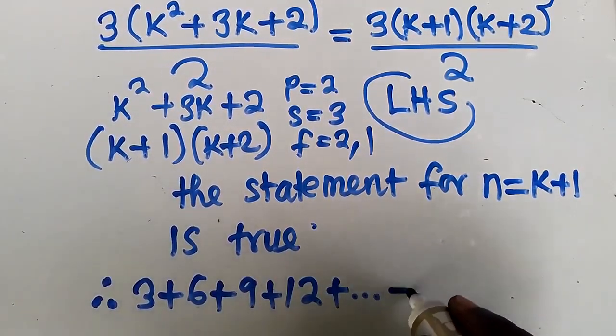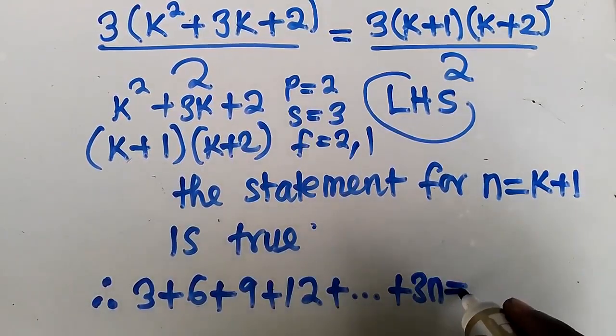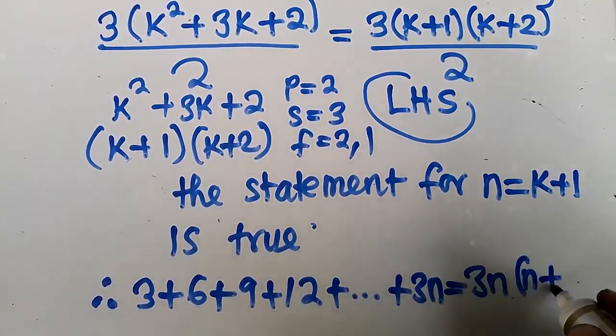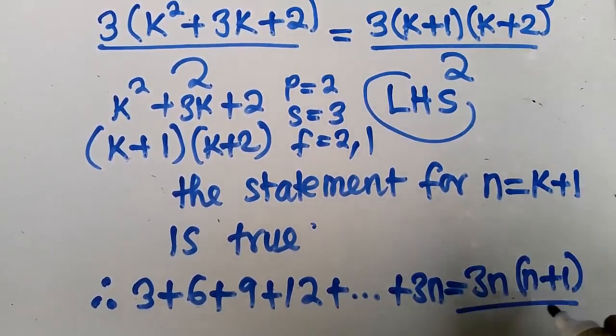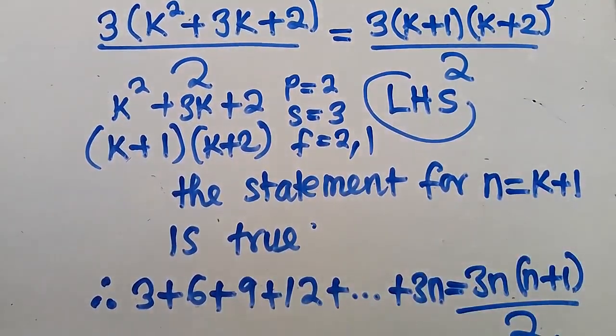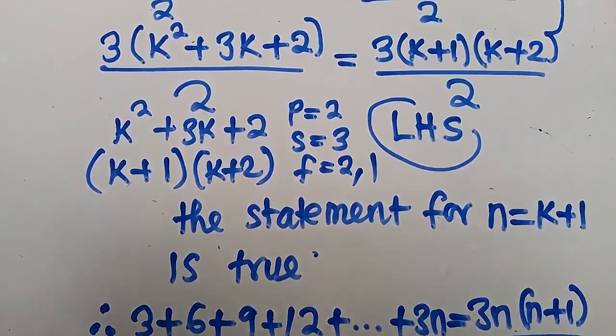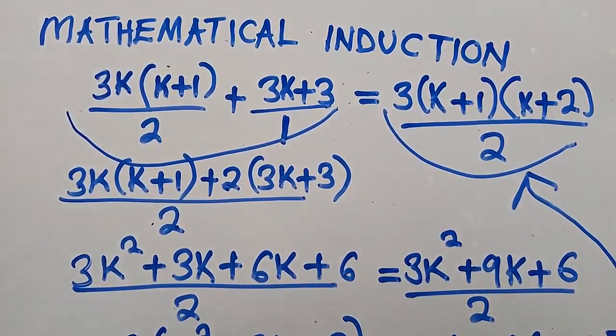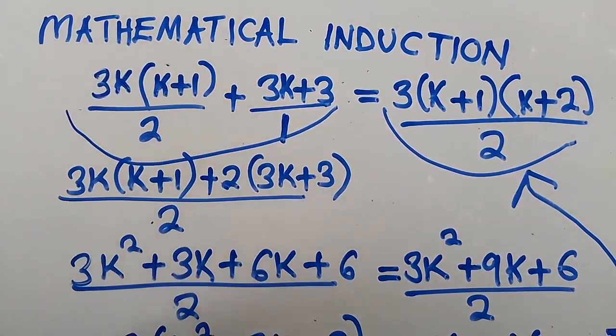plus 3n is equal to 3n, open bracket, n plus 1, close, over 2. I've just proven this. So this is what you need to do and understand. Let us now look at another example. A question can come in 2 ways, so let us look at another way in which a question can come.